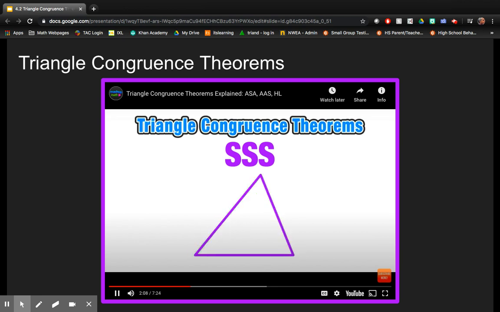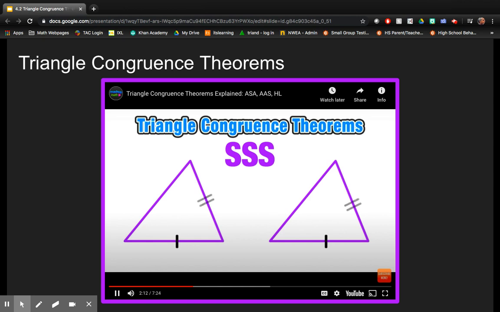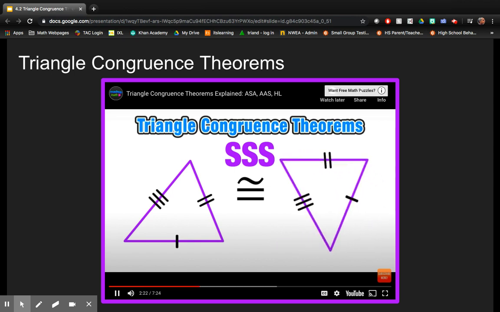So in this instance, we can use the side, side, side theorem to conclude that the triangles are congruent and that their corresponding sides and corresponding angles have the same measure. And remember that this relationship is still true even if the figures have different orientation.